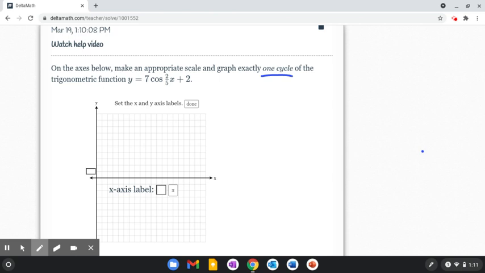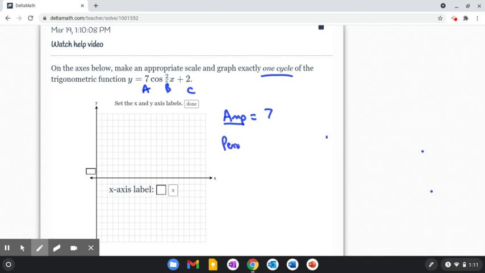So we probably want to start by just identifying the information that we've been identifying in all of these. That is the A, the B, and the C. And in terms of amplitude, it's always pretty easy, right? It's just the number in front. So the amplitude of this thing is 7.